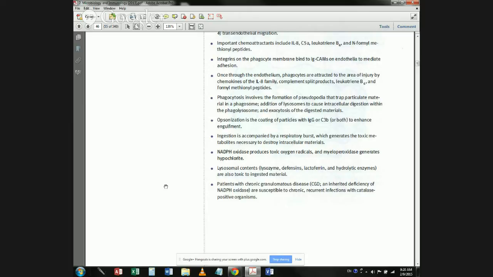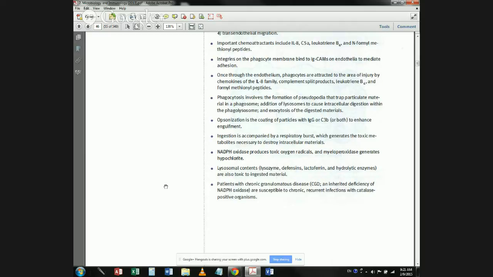Opsonization is the coating of particles with IgG or C3b or both to enhance engulfment. Ingestion is accompanied by the respiratory burst, which generates the toxic metabolites necessary to destroy intracellular material. If somebody has CGD, they will just have a bunch of phagolysosomes, and the bug will still be alive inside them. Things like Staph aureus, anything that is catalase positive, will survive. NADPH oxidase produces toxic oxygen radicals, and myeloperoxidase generates hypochlorite by adding chlorine to hydrogen peroxide.